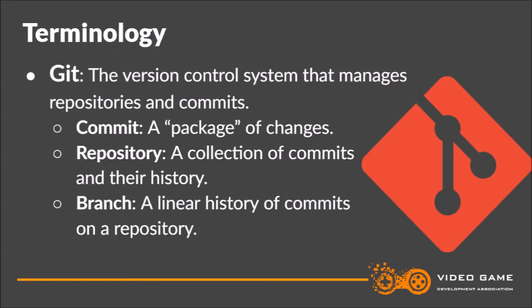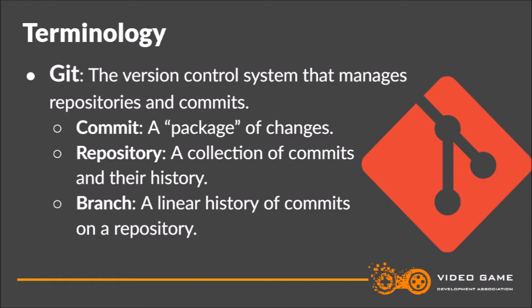Okay, now let's go over some version control terminology. The term Git is the version control system that manages repositories and commits. It's the system that manages the files that you'll be sharing and changing. A commit is a package of changes. When you make changes to some files, you'll turn them into a commit by packaging them together. You do so you can push that commit to a repository. And a repository is a collection of commits and their history. It's where your files and the history of the changes that you made to those files are being saved.